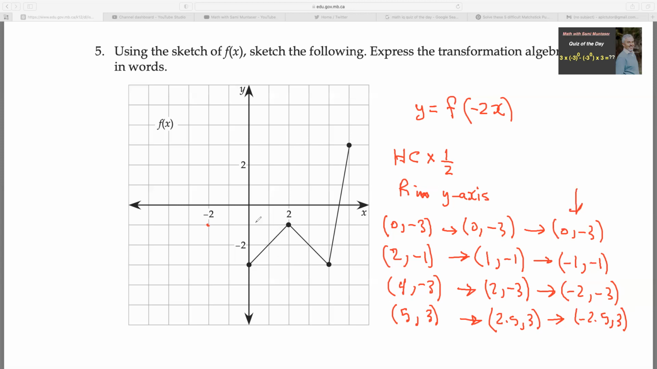So 0 and -3 stays as 0 and -3. So it's an invariant point, it doesn't change. And we have -1 and -1. And we have -2 and -3. And the last point is -2.5 and 3. So -2.5 and 3 will be right there. And so now my graph would look like this.